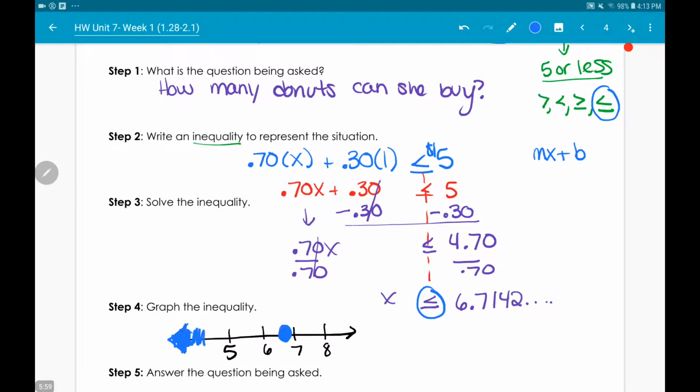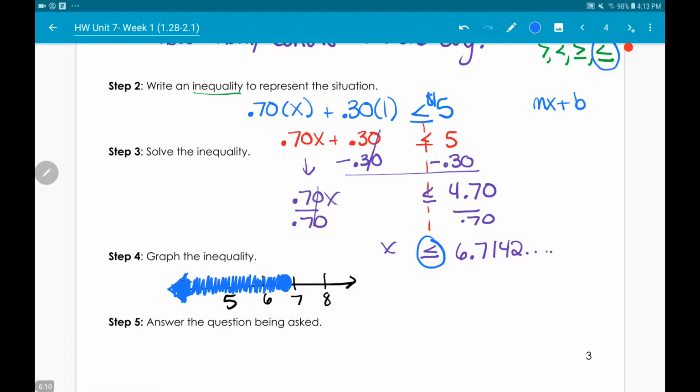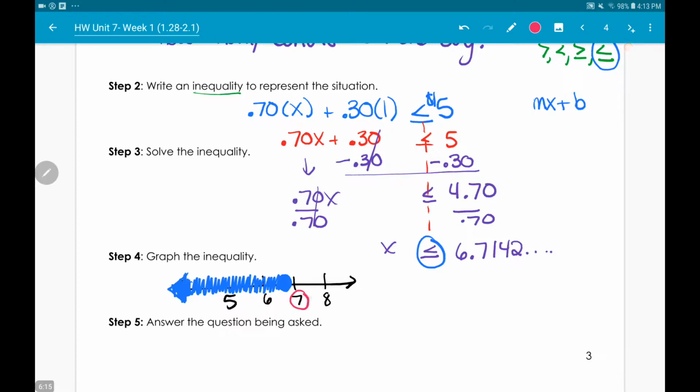Now again, it didn't tell us to graph an inequality, but it's going to help us answer the question. Because now, we need to look back at step 1. The question was asking us how many donuts can she buy. So I look at this answer, and what does that mean? How many donuts are possible? Can she buy 7? Is that in the solution? Or can she only buy 6? Remember, I can't buy 6.7 of a donut. What, are they going to rip the donut in half? No. So how many can she buy? Which number is in the solution? So the correct answer is 6.